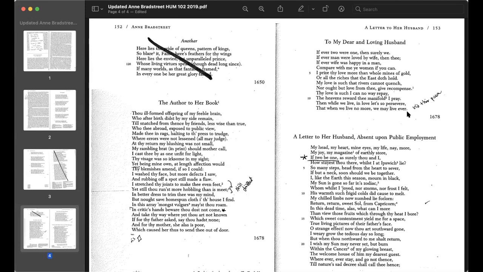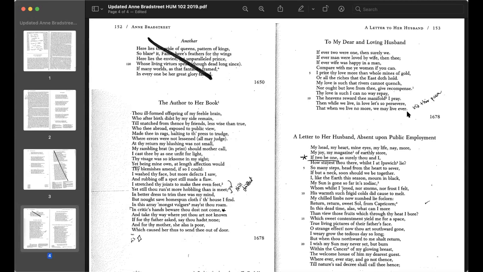She says, at thy return, my blushing was not small. My rambling brat in print should mother call. I cast thee by as one unfit for light. Thy visage was so irksome in my sight. Yet being mine own, at length affection would thy blemishes amend, if so I could. I washed thy face, but more defects I saw, and rubbing off a spot still made a flaw. I stretched thy joints to make thee even feet, yet still thou runst more hobbling than is meet. In better dress to trim thee was my mind, but naught save homespun cloth in the house I find. In this array amongst vulgars mayest thou roam.